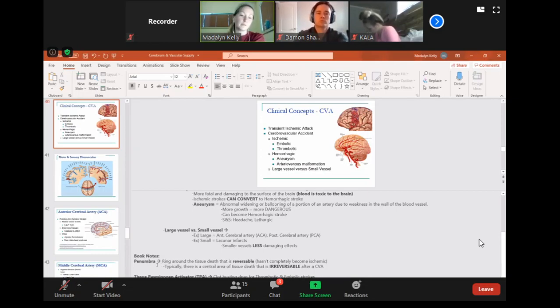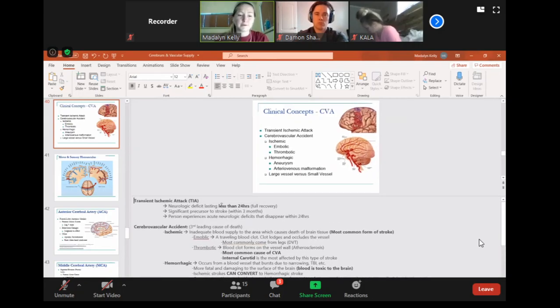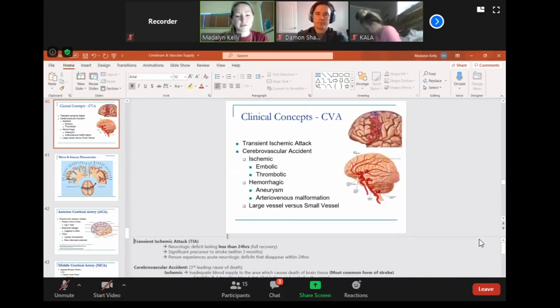A penumbra was interesting in the book. It's a ring around the tissue death that is reversible. So typically there is a central area of tissue death that is irreversible after a CVA. But wherever the penumbra is, that means there's a little bit of tissue that can still heal itself. So I don't know if she'll ask that. I just thought it was interesting to know that there's some possible regeneration.